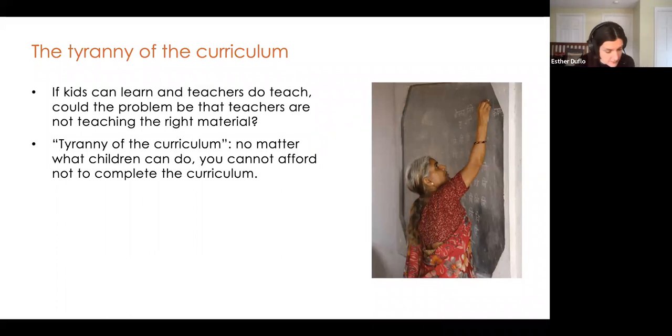And that leads to something that I've been calling the tyranny of the curriculum, which is no matter what children can do, teachers cannot afford not to complete the curriculum. And that is something that you find across the world, in particular in former colonies, where the curricula are inspired by the old system, where the schools had been initially created to serve a small elite of educated clerks that would support the colonial regime. So the curriculum was elitist from the get-go, and then it was expanded to a larger number of kids, staying just as elitist.